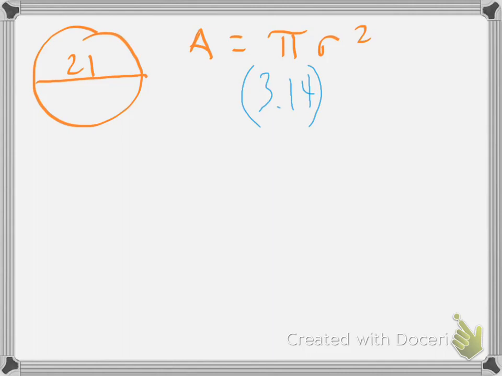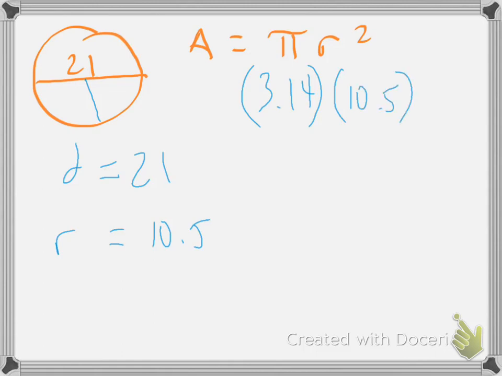If you need something incredibly accurate, like some sort of space maneuver where you're looking at millions of miles, an extra decimal place could make a big difference. But for our purposes, 3.14 is fine. And what's r? r is not 21. That's d. If d is 21, r is half that, from here to here. Half of 21 is 10.5. So in the r spot, 10.5 squared.